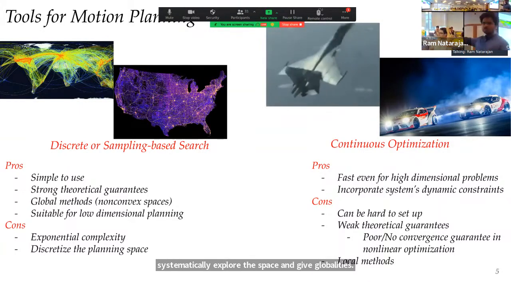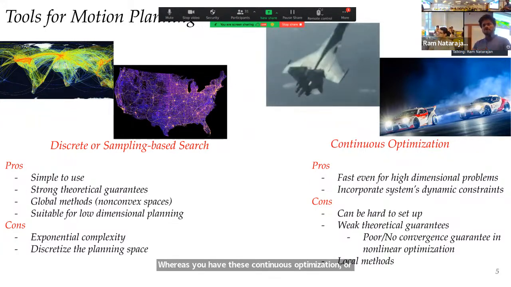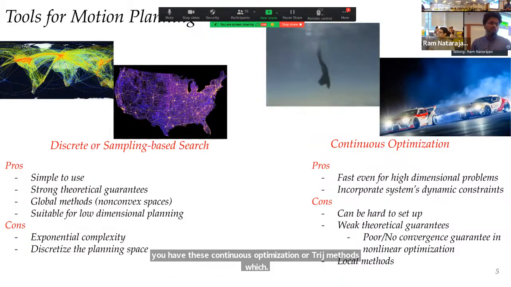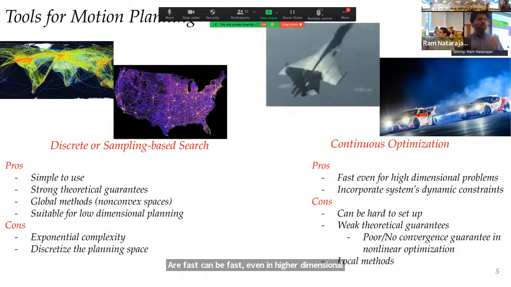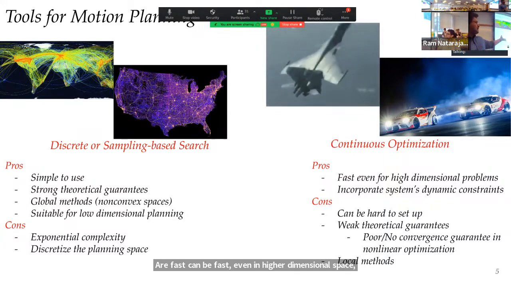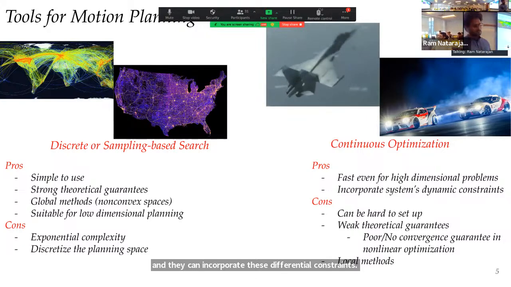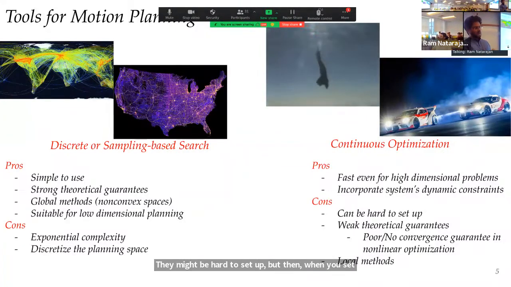Whereas you have these continuous optimization or trajopt methods, which can be fast even in higher-dimensional space, and they can incorporate differential constraints. They might be hard to set up, but when you set them up correctly, they come up with these incredible, beautiful trajectories that you're seeing.